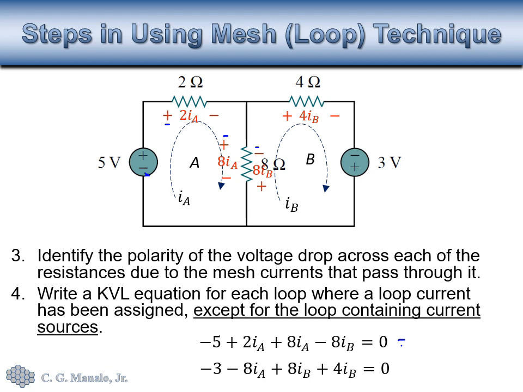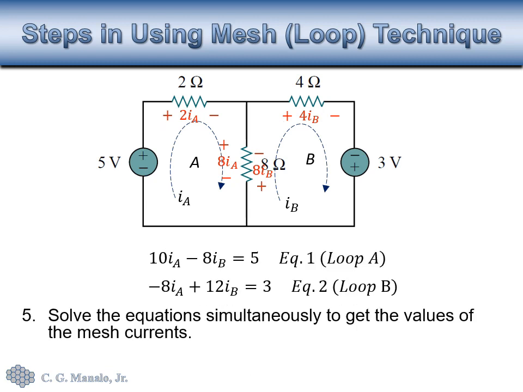For loop B, that would be minus 3 volts. So again, we go around clockwise while adding the voltage drops. So minus 3 volts plus 8 IB, so this is 8 IB here, minus 8 IA, so here is minus 8 IA, plus 4 IB also equals 0.